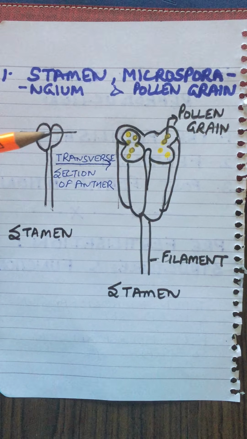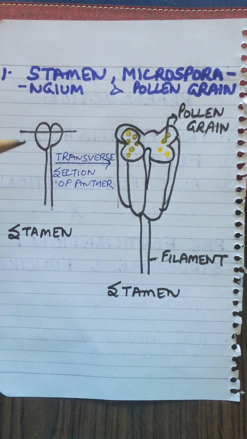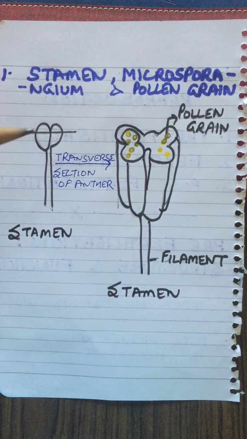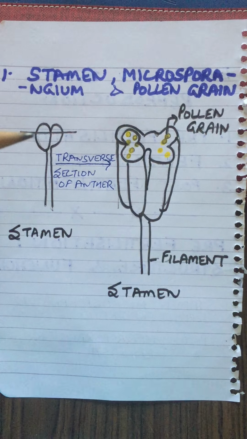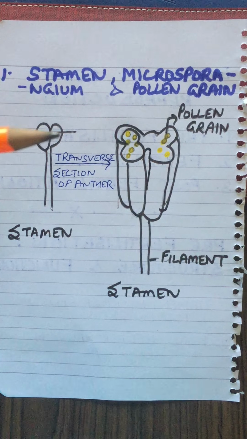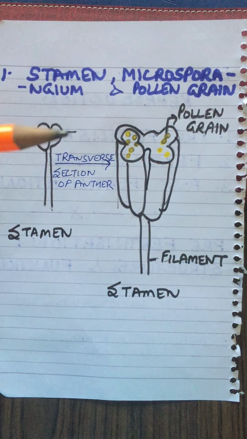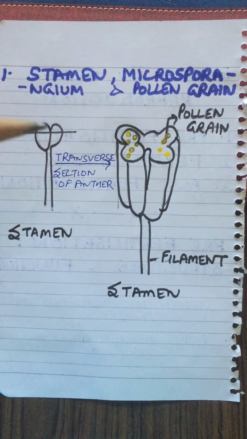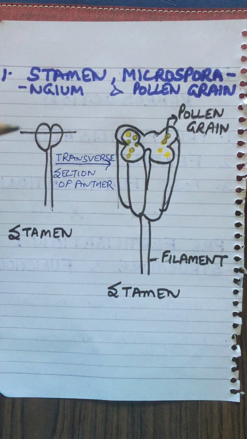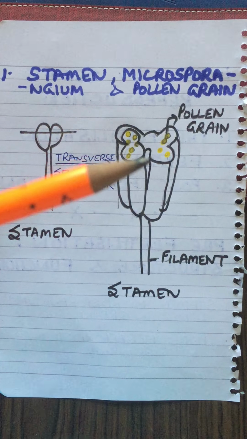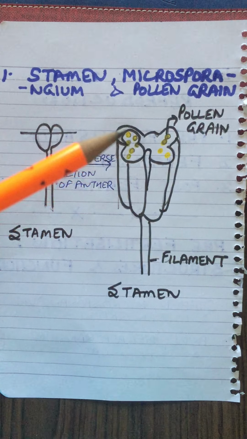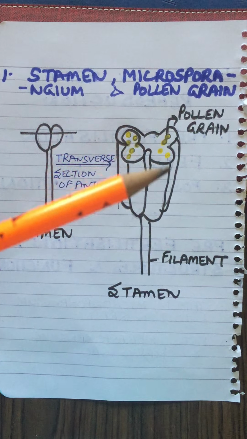Stamen is made up of two anther lobes. So we can say the anther is bilobed, because there are two anther lobes in the stamen. And if we cut a transverse section of these anther lobes, this is one lobe and this is another lobe.